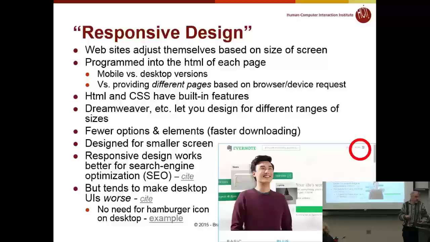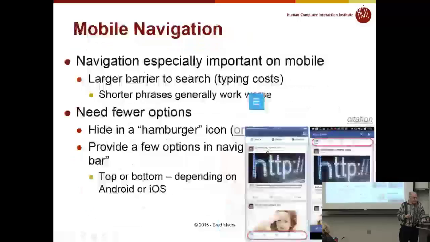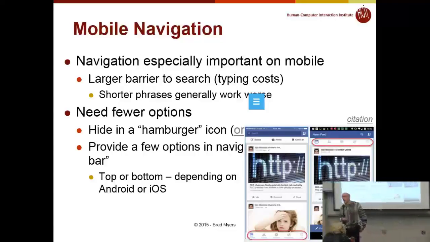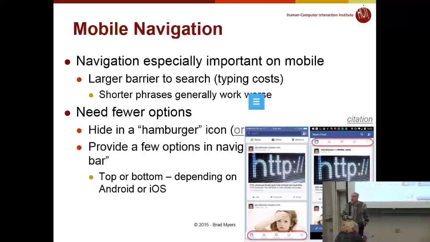And when you're doing this responsive design, you have to arrange for there to be fewer options and elements on the mobile version. Obviously, the navigation has to be much more effective. One of the reasons is that typing is a lot harder on mobile devices, so you don't want people to have to type a lot. There's a lot less room, so you need much more concise names for your labels and buttons and so forth. You need to have fewer options.